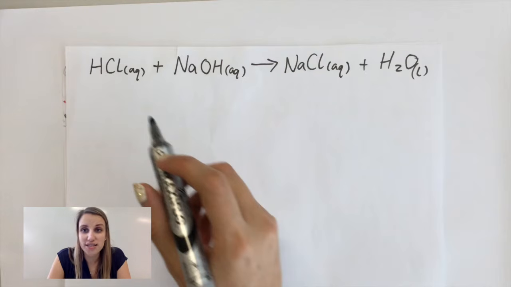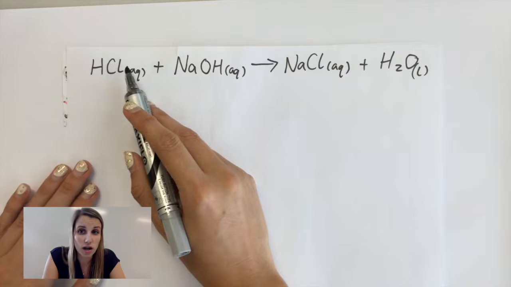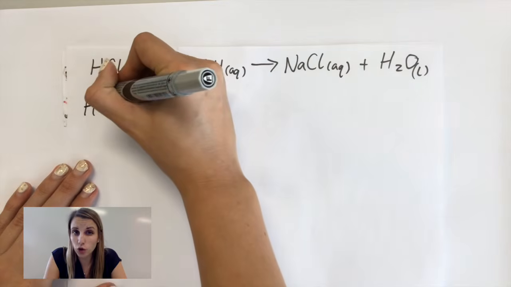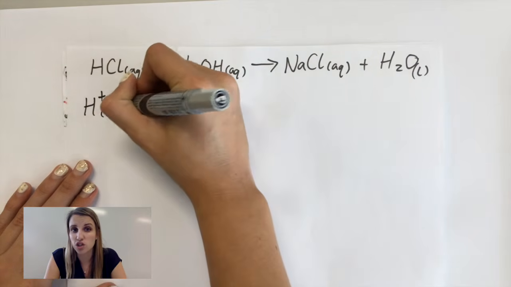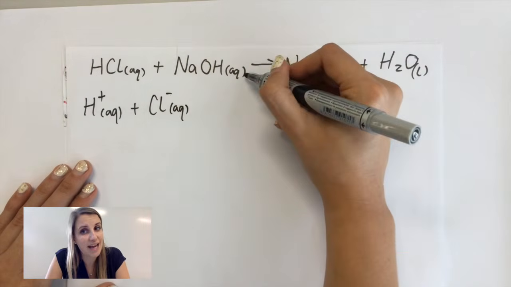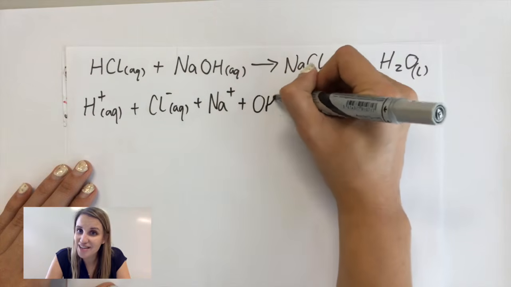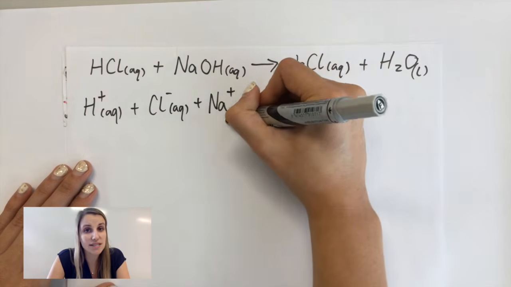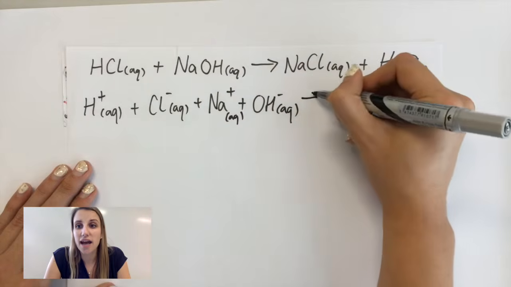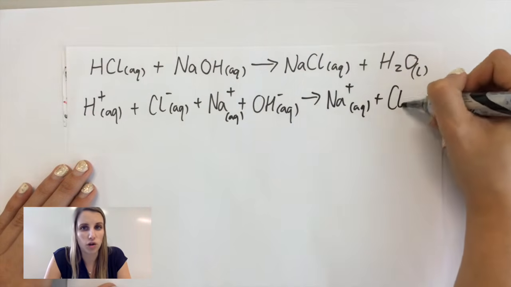So this is neutralization this time, hydrochloric acid plus sodium hydroxide to give you the salt and water. All of the things that are aqueous, that are in solution, can all be split up into their constituent ions. So what we've got is we've got HCl being split up into H+ and Cl-. The sodium hydroxide can be split into Na+ and OH-. The NaCl can be split up into Na+, Cl-, all good so far.